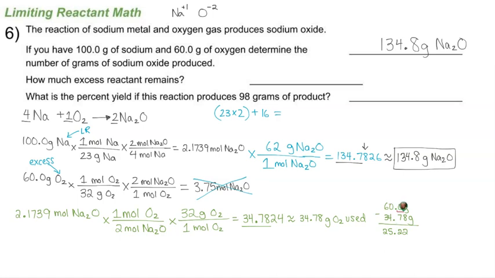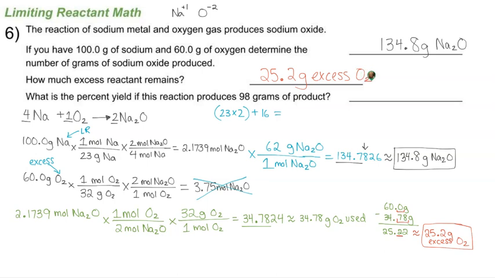So I have 1 decimal place here and 2 here, so we need to round our answer just to 1 decimal place. So I'll round to 25.2 grams of excess O2, which is our second answer, so we'll fill this into the blank at the top. 25.2 grams of excess O2.